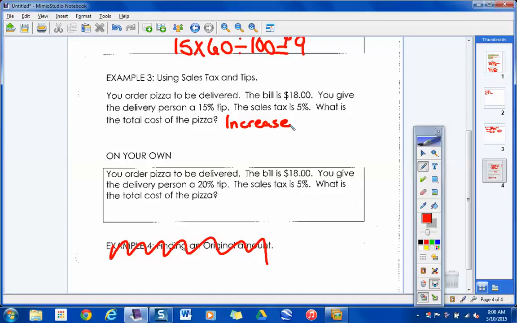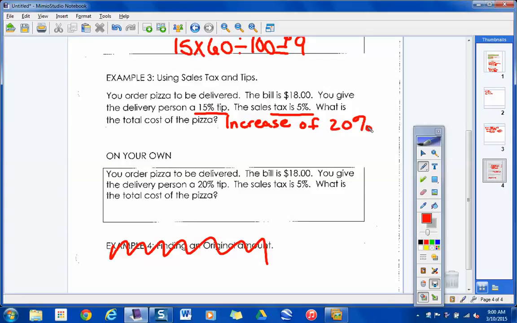What percent am I increasing by here? 5. Wait. Careful. There's a 15% tip plus what else, guys? 5%. It's a 5% tax. So what's the total percent increase here? 20%. What do I have to do with that tax and tip percentage? Add them together. So the increase is totally 20%, isn't it? Yes. Okay.